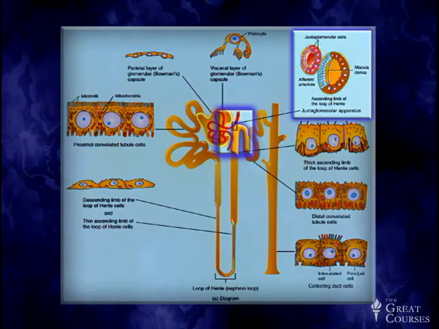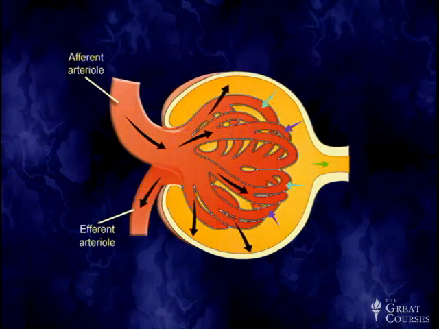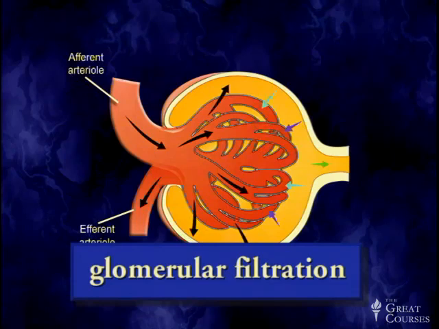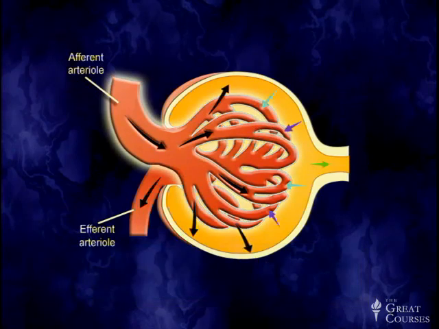If we look at the glomerulus itself, the first thing we want to talk about is glomerular filtration. There are three things that happen in this system. First, fluid is pushed across those arterial capillaries as a filtrate, meaning whatever goes across into that Bowman's capsule has been filtered to some extent.